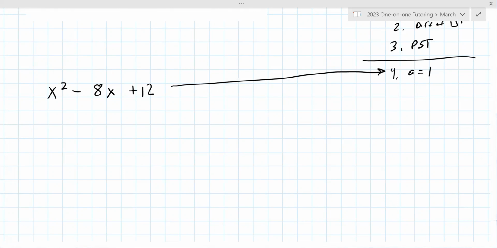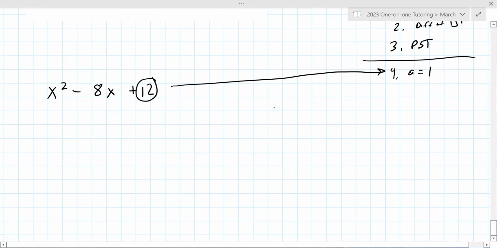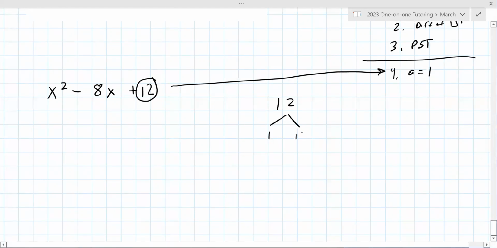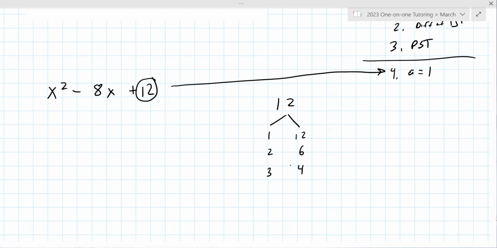The way to do this problem is you look at the last number here and you're trying to find two numbers that multiply to 12 but add to -8. So like 1 and 12, 2 and 6, 3 and 4. Do any of these add up to -8? They don't add up to -8.